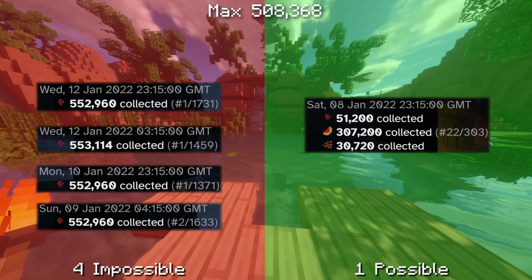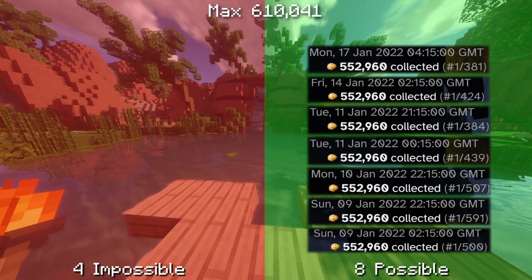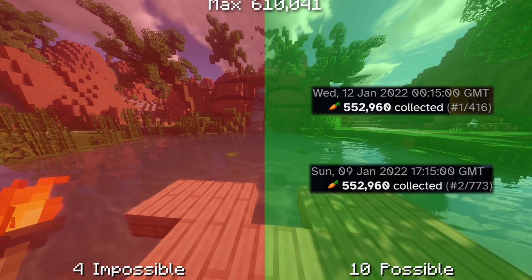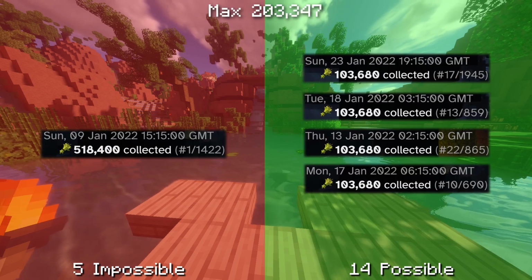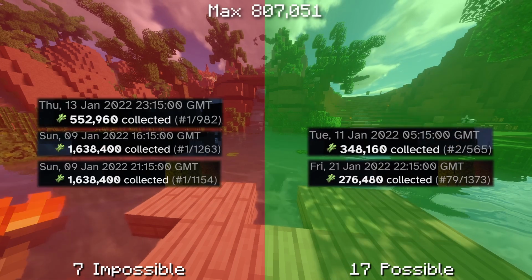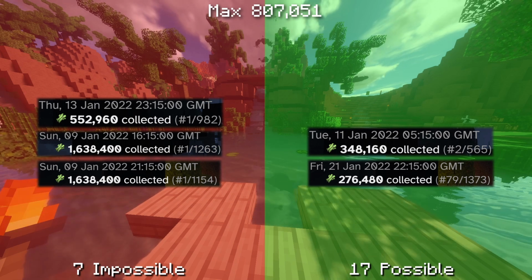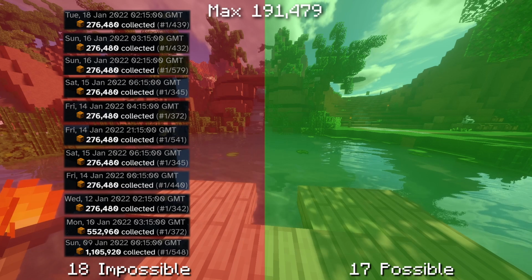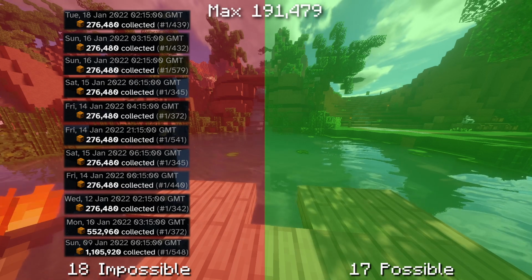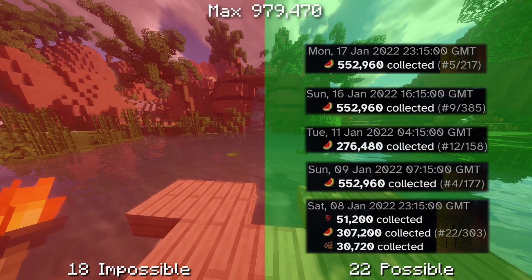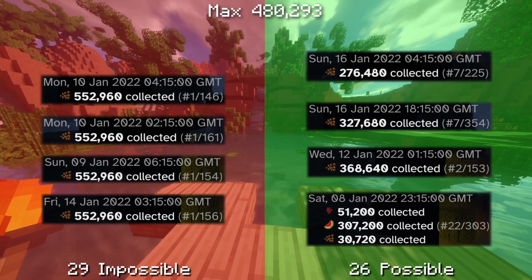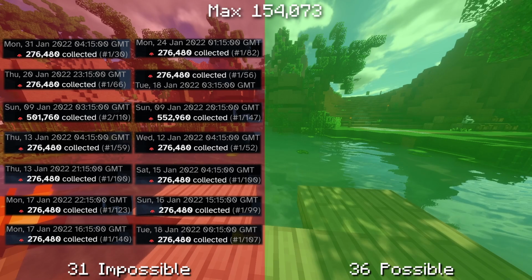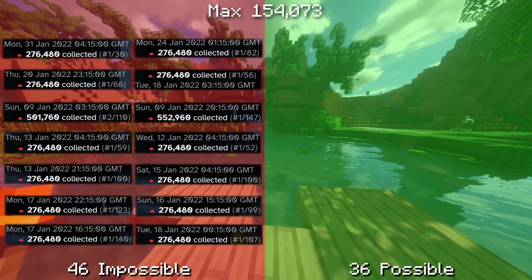4 out of 5 Netherwart contests were impossible, all 7 potato contests were possible, all 2 carrot contests were possible, 1 out of 4 wheat contests was impossible, 3 sugarcane contests are impossible, but with cane stacking, 2 of them are impossible. All 11 pumpkin contests were impossible, all 5 melon contests were possible, 4 cocoa bean contests were impossible, 2 cactus contests were impossible, and all 14 mushroom contests were impossible.